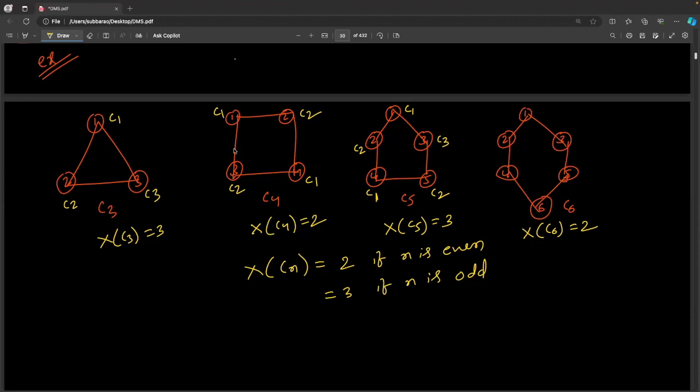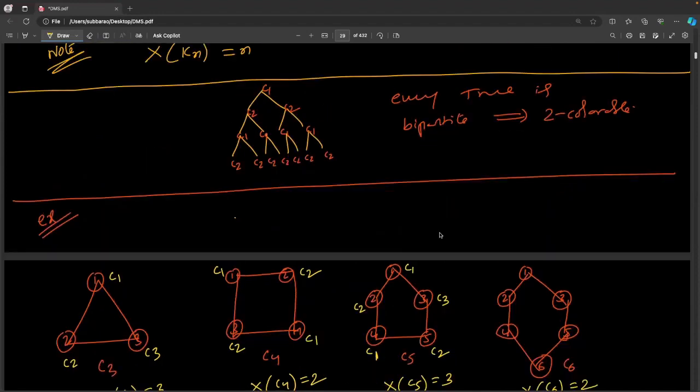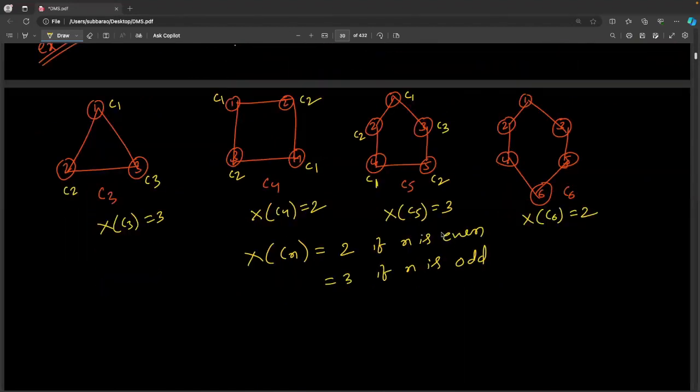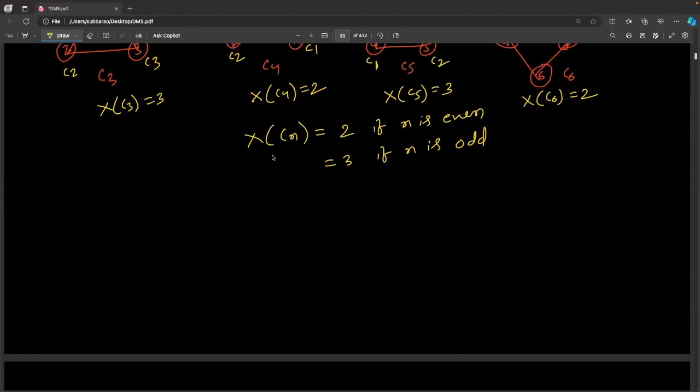Let's come to here. First of all, it is a cycle graph. Let's talk about the cycle graph. Go one by one. If you jump directly somewhere, you will get confused. Odd length cycle 3, even length cycle 2. If you want, you can check. So the chromatic number of Cn is 2 if n is even, 3 if n is odd. If you are okay, can we move to next?